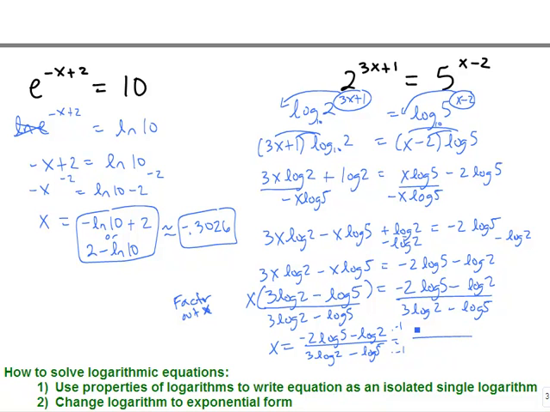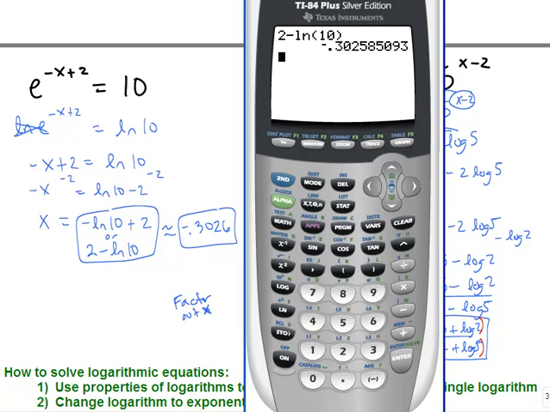So an equivalent answer would be positive 2 log 5 plus log 2 over negative 3 log 2 plus log 5. So either answer is correct, with the negatives or without. Now to type this in correctly, you are going to make sure that you need parentheses around the top and parentheses around the bottom. So let me show you how to type that in correctly.